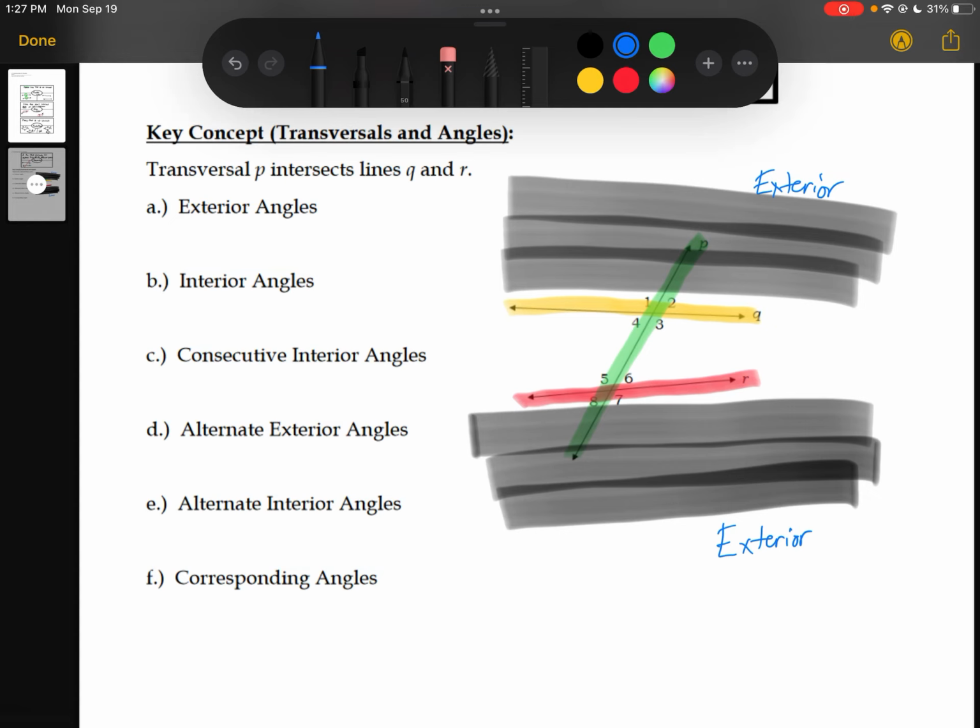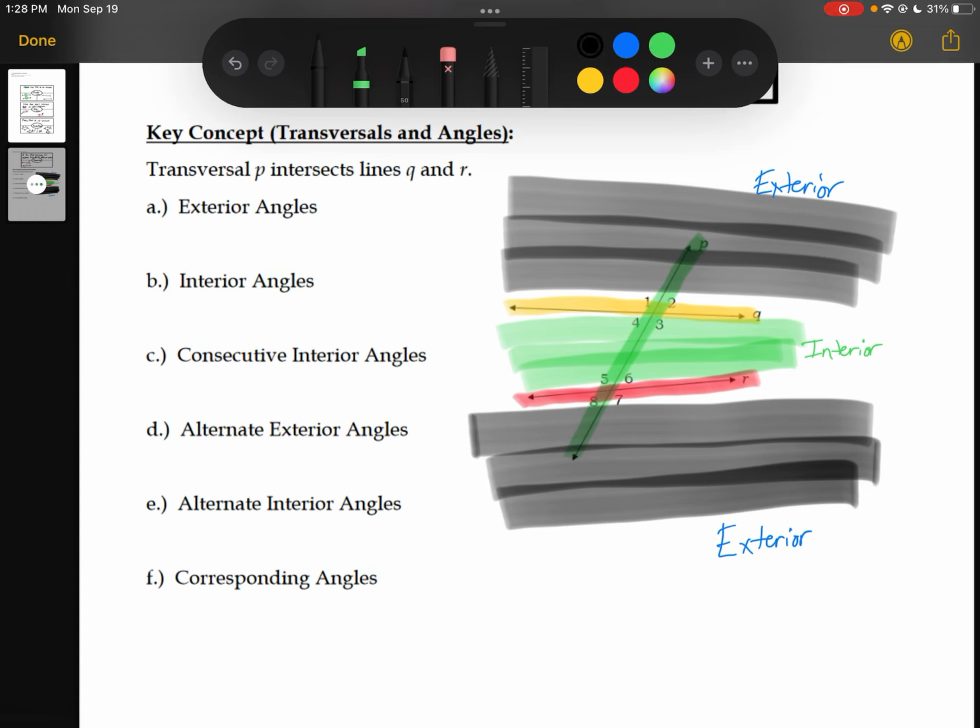And you can probably guess the flip side of that would be the interior. So if we're looking at the region in the middle, it'd probably help if I highlighted the region in the middle here in green. So this is our interior. So anything highlighted in black is outside, exterior. Anything highlighted in green is inside or interior.